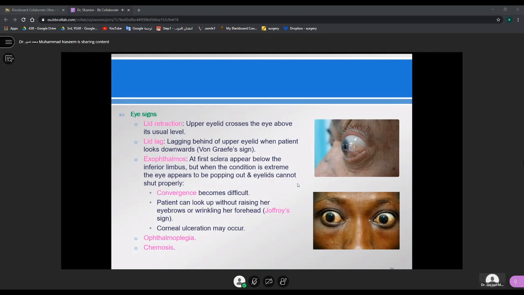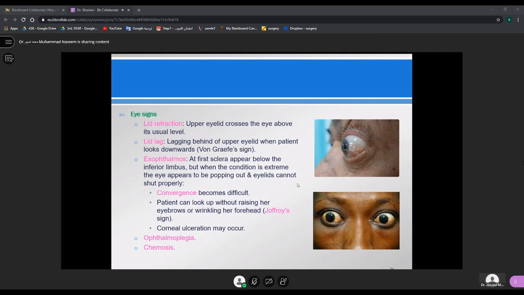Lid lag. This is lagging behind of the upper eyelid when the patient looks downward, called von Graefe's sign. Exophthalmos, protruding of the eyeball. At first, sclera appears below the inferior limbus, but when the condition is extreme, the eye appears to pop out and eyelids cannot shut properly. At this stage, patient may have difficulty in convergence. Patient can look up without raising the eyebrow or even wrinkling of the forehead. This is called Geoffroy's sign.